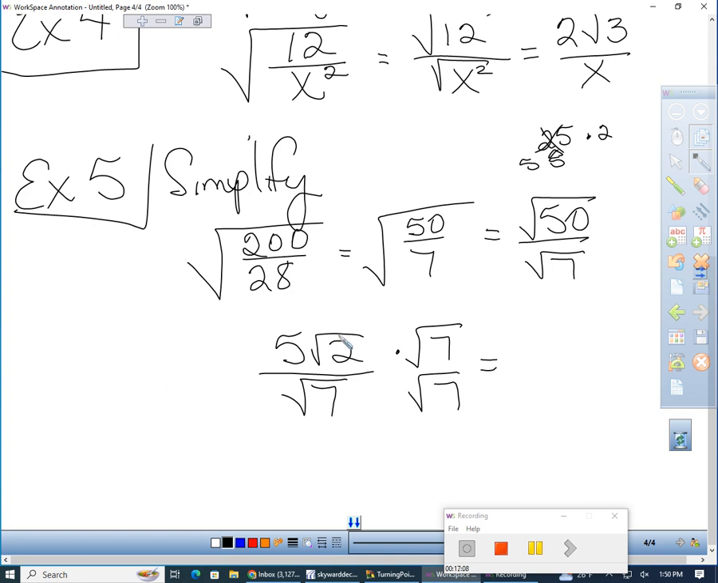On the top, you multiply your outsides. 5 times 1 is 5. And you multiply your insides. 2 times 7 is 14. On the bottom, 7. Okay?